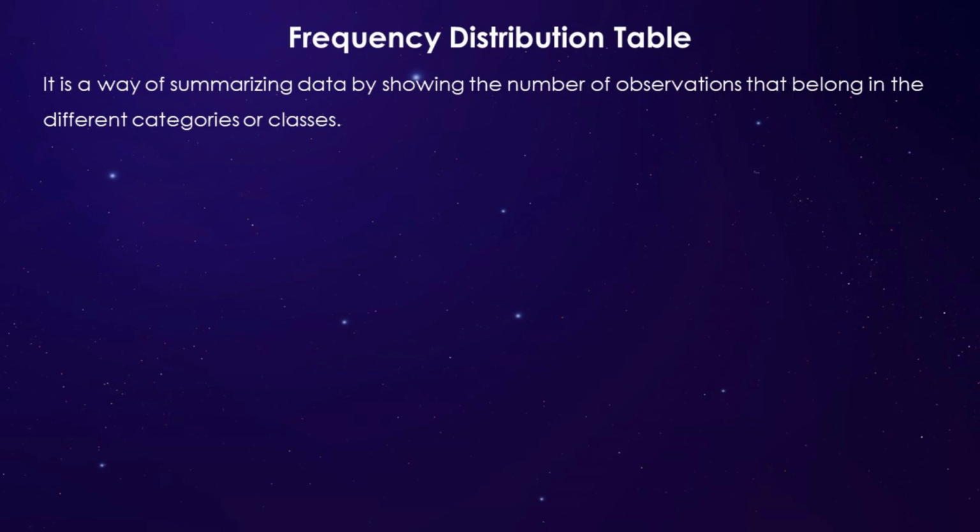A frequency distribution table is a way of summarizing data by showing how many observations fall into different categories or classes. It's an essential tool for organizing data in a way that makes it easier to interpret and analyze. Throughout this lesson, we'll go through step-by-step processes to build one from scratch.